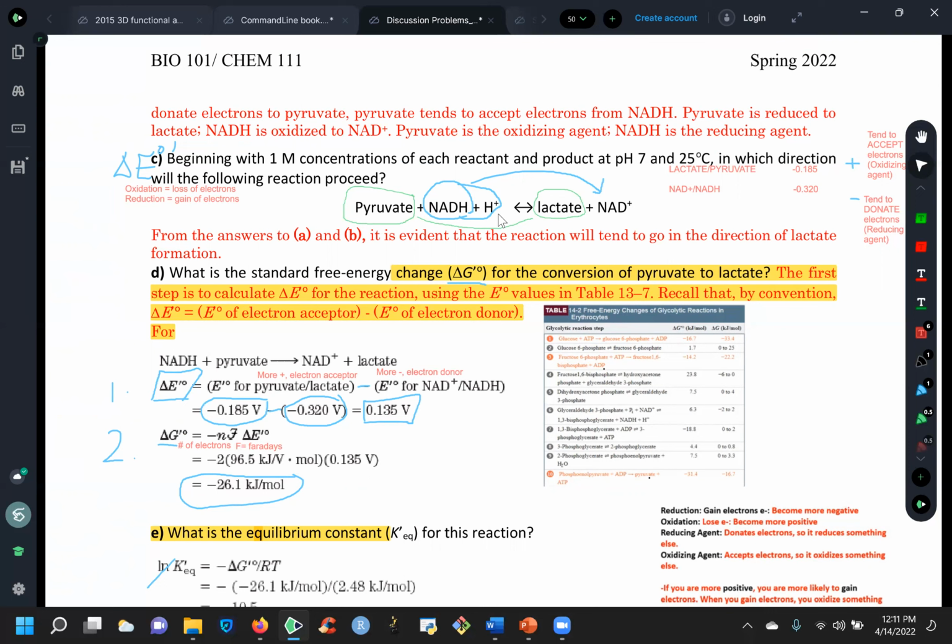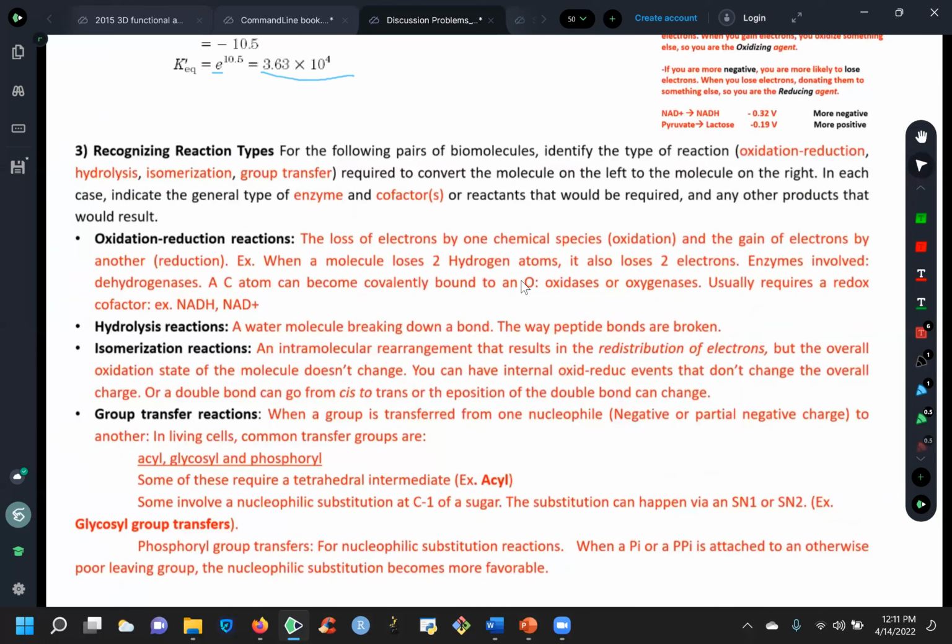And then down here, this is also really important, recognizing reaction types. So we have 4 different types of reactions. We have oxidation reduction, which what did we learn about that? It's just giving electrons, accepting electrons. In these equations, how do we see the electrons? Do they actually say electrons? No. What are they? Hydrogens. They're hydrogens. And normally we see them in pairs of 2.